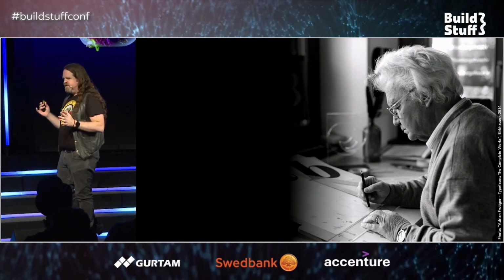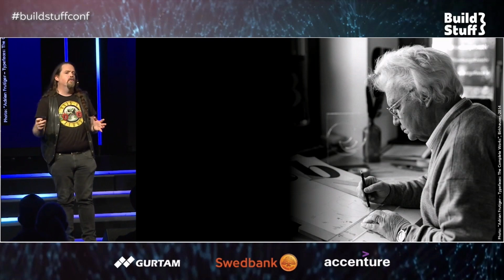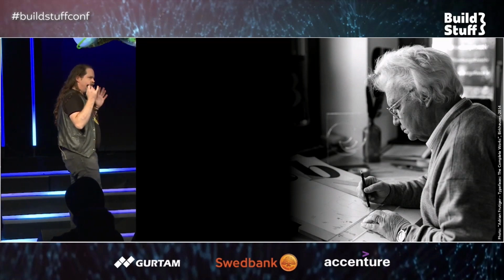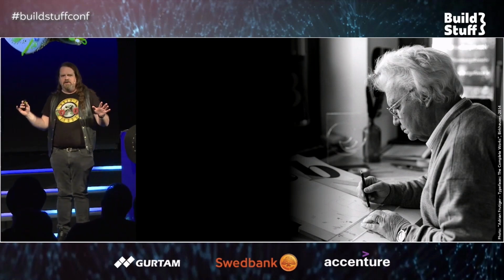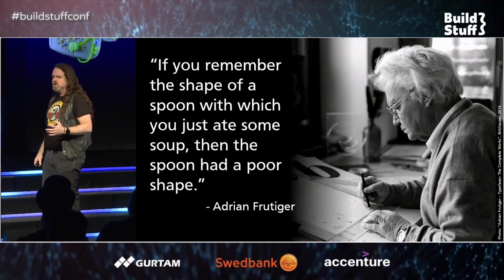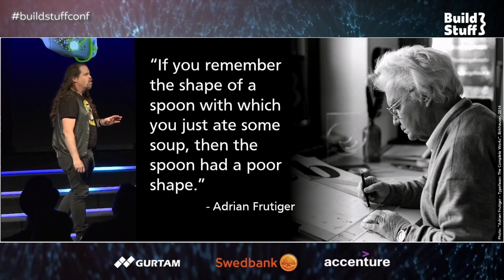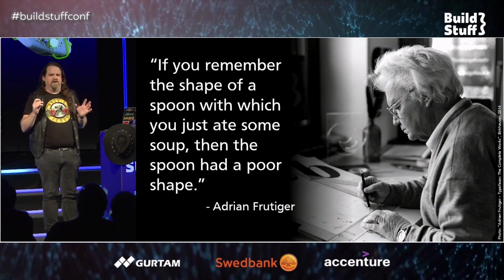And he was commissioned to design a new font for the signs at Charles de Gaulle Airport in Paris in the 1960s. And his perspective was, if you are looking for information at the airport, all you want is the information. You don't want to remember anything else. He had this lovely quote about design and function. He said, if you remember the shape of a spoon with which you just ate some soup, then the spoon had a poor shape.